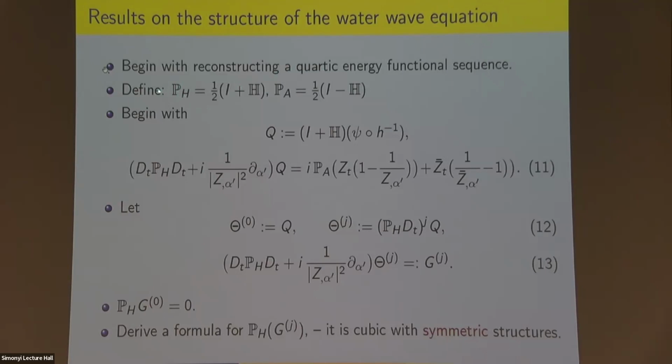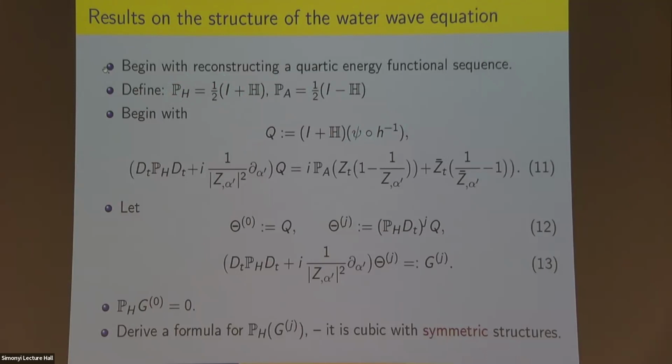And now this is the projection onto holomorphic functions in the lower half plane, and this H is a Hilbert transform. And now I'm going to look at quantities in the Riemann mapping variable.